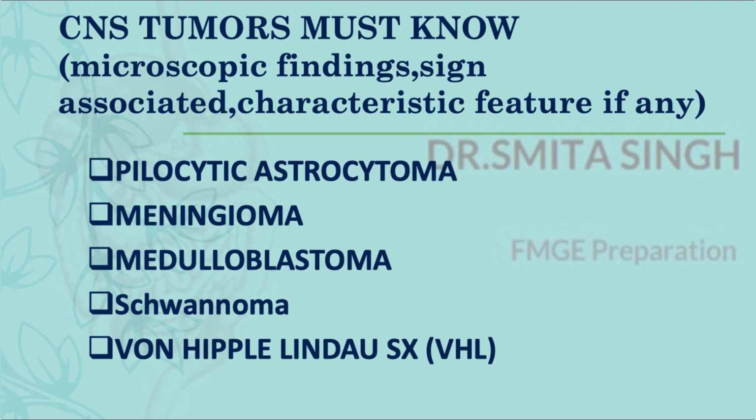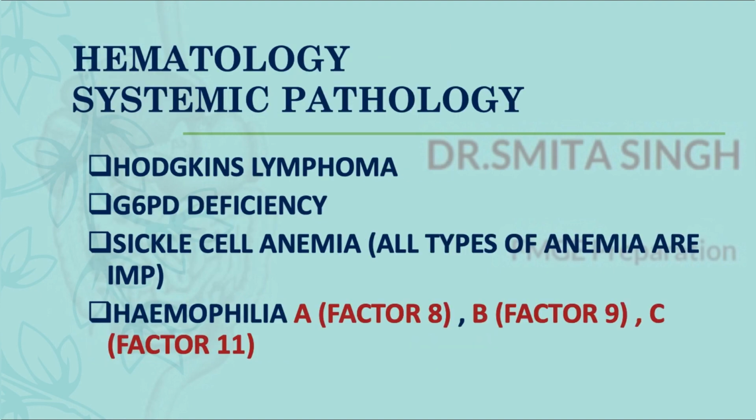So pilocytic astrocytoma, meningioma, medulloblastoma, schwannoma, and VHL. These are must know from the CNS tumors. You cannot ignore them. At least know 4 lines from them, 4 most important lines from them. Just make a short note of these topics. Write 4 most important things of each topic, and at least remember those.